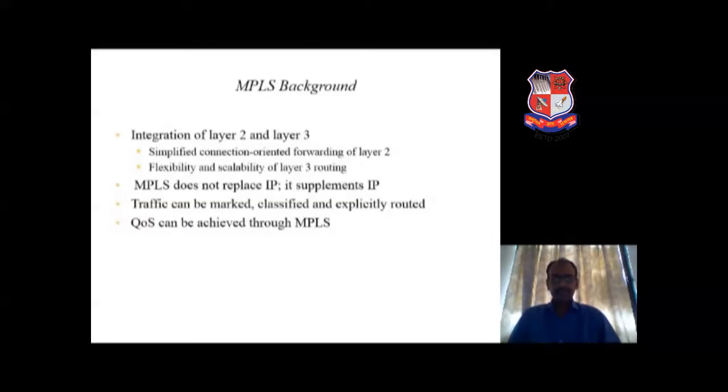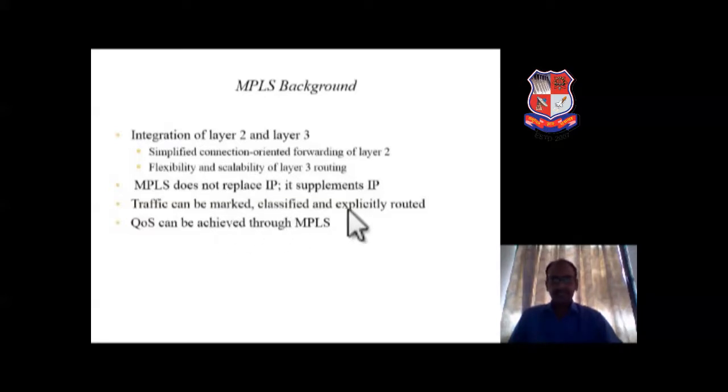So what is the background of the multi-protocol label switching? Here we can see the multi-protocol label switching itself works between layer 2 and layer 3, and that's why it is also referred to as the layer 2.5 protocol. So it is an integration of layer 2 and layer 3. It is a connection oriented forwarding mechanism over layer 2. So in turn we are getting the advantage of flexibility and scalability of layer 3 routing. The interesting point is MPLS does not replace IP but it supplements IP, so it works in cooperation with IP.